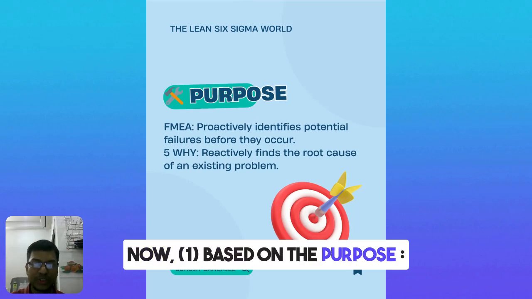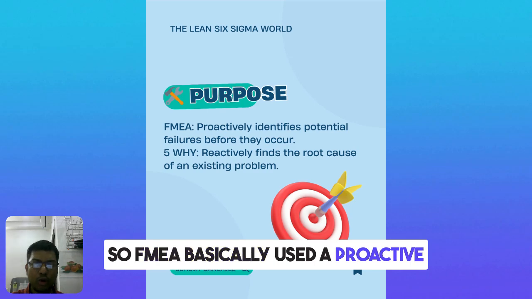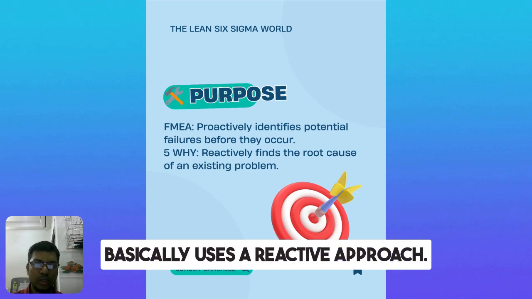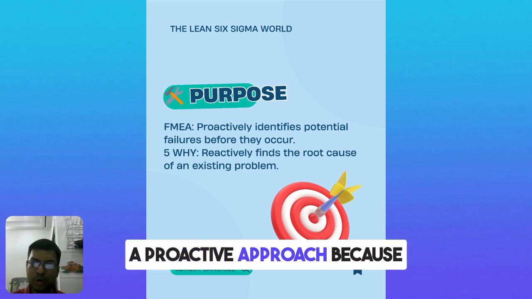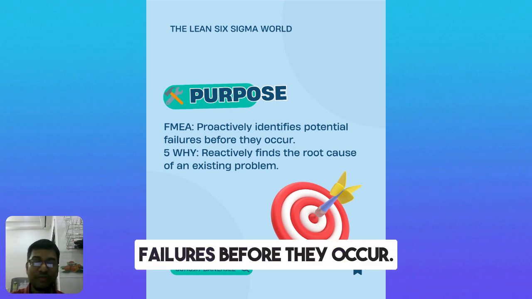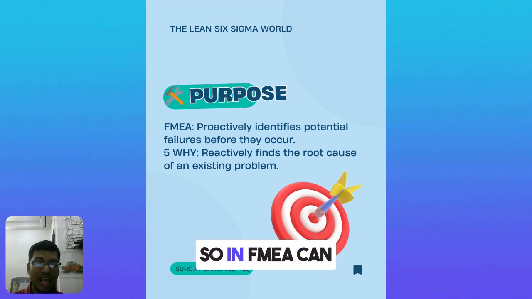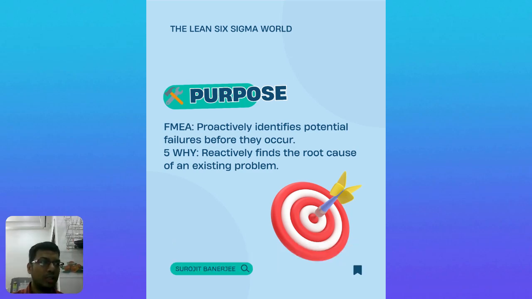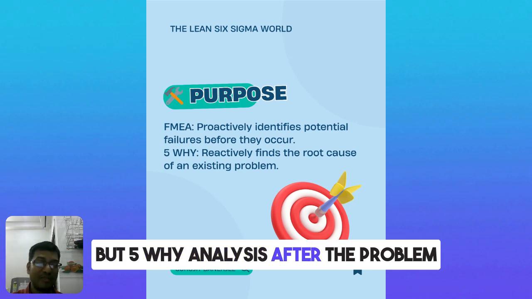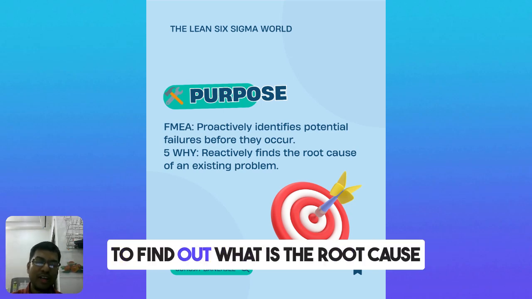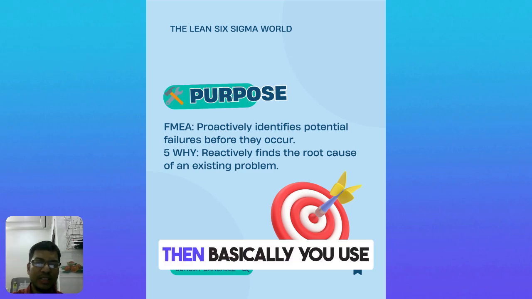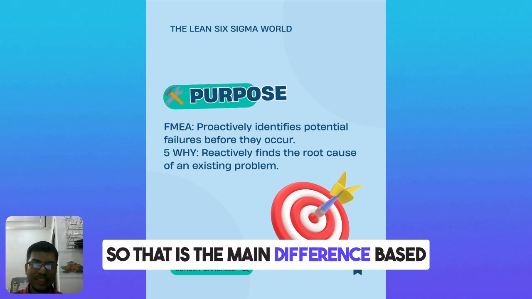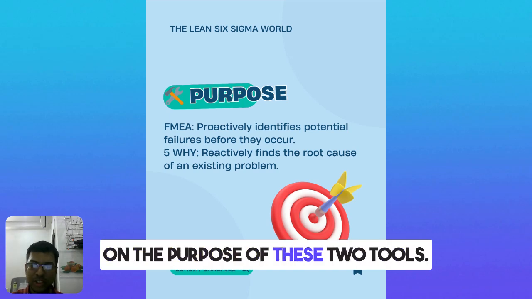Now, based on the purpose. FMEA uses a proactive approach, and 5 Why analysis uses a reactive approach. Why am I saying it is a proactive approach? Because it identifies potential failures before they occur. So in FMEA, you can identify potential failures before they occur. But in 5 Why analysis, after the problem has happened, you want to find out the root cause of the particular problem. Then you use 5 Why analysis. So that is the main difference based on the purpose of these two tools.